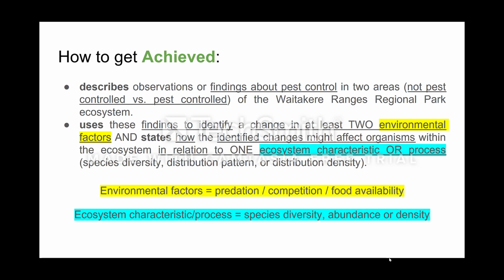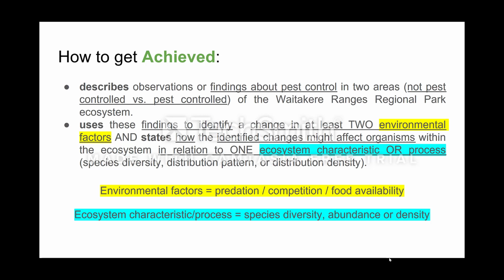But when we're talking about getting an achieved, your big idea here is being able to look at data, look at things like tracking indexes or the numbers of pests that we've got in a particular place, and look at the observations, look at the information in the area where there is pest control and where there isn't pest control, and be able to describe what you're actually seeing, and then use that information to identify how that relates to environmental factors and link that how changes might affect that organism.